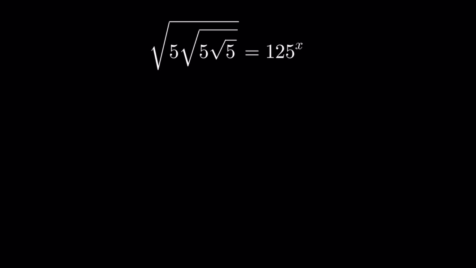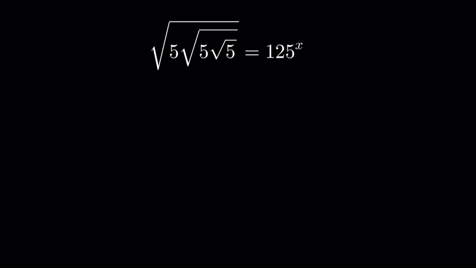5 under square root times 5 under square root times 5 under square root under square root under square root. So this is a nested radical problem, and this is equal to 125 raised to the power of x. We have to find the value of x. How to solve this nested radical?